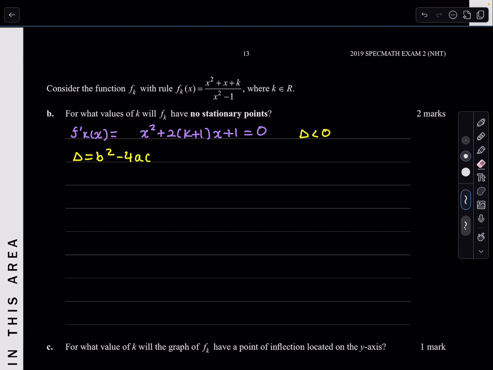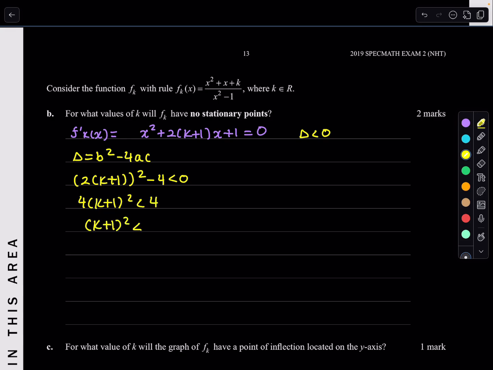So let's do that. So what's my b squared? Well, it's actually my (2k plus 1) squared minus 4, a is 1, c is 1. So basically that is to be less than 0. Squaring everything, so 4k squared plus 4k plus 1. Bring that 4 to the other side. Divide both sides by 4. We get 1.